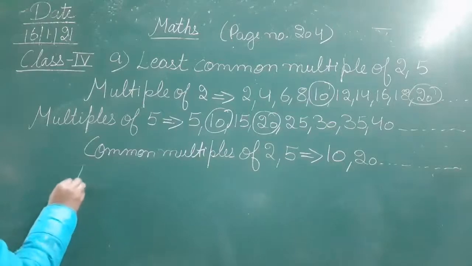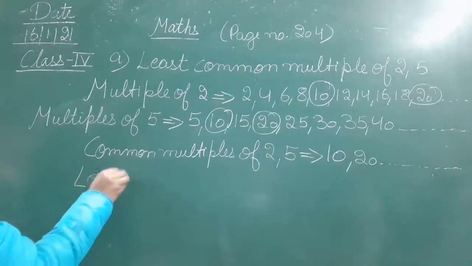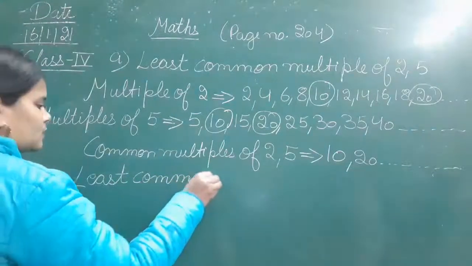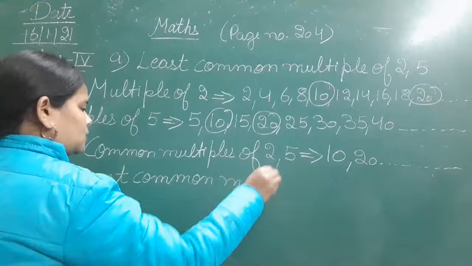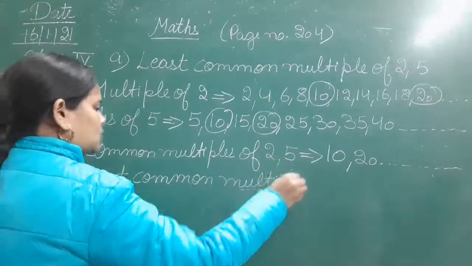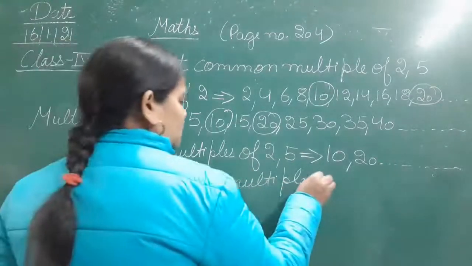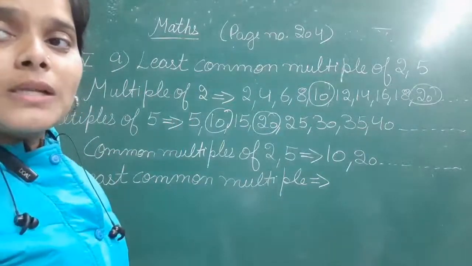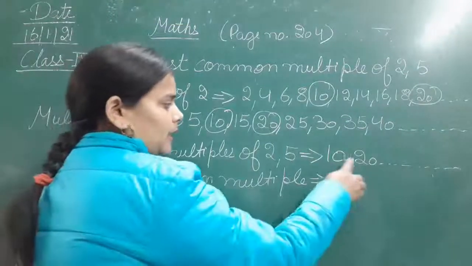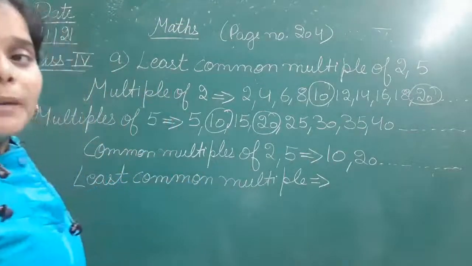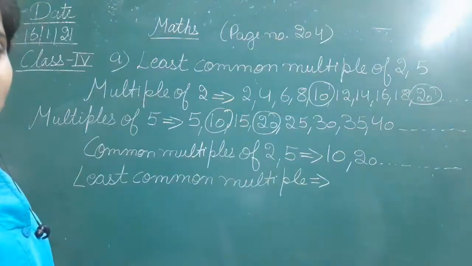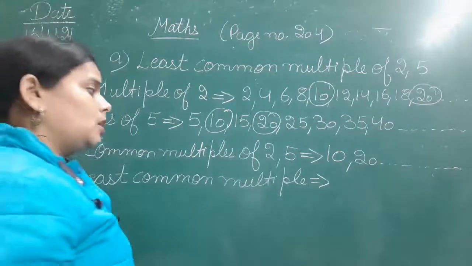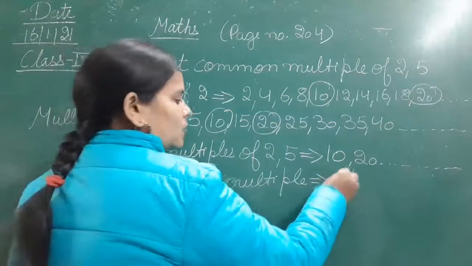Least common multiple. अब क्या निकालेंगे हम? लीस्ट कॉमन मल्टीपल. लीस्ट कॉमन मल्टीपल क्या होगा बेटा? व्हाट विल बी द लीस्ट कॉमन मल्टीपल? लीस्ट कॉमन मल्टीपल मीन छोटा कॉमन मल्टीपल, सबसे छोटा. देखिए 10 and 20. So these two are the multiples and we have to find the least common multiple. So least common multiple इन दोनों में से कौन सा है? 10 or 20? This is only 10.